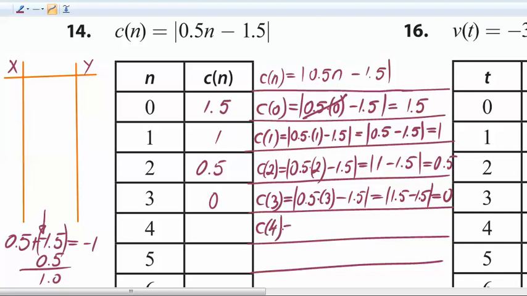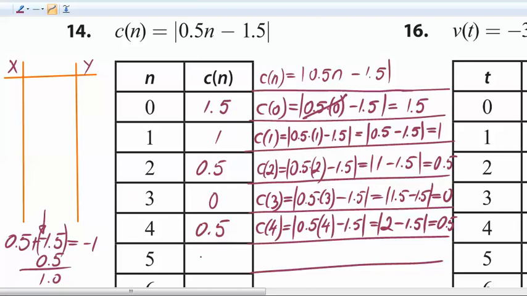C of 4 equals 0.5 times 4 minus 1.5, in absolute value, equals... 0.5 times 4, that gives you 2, right? Minus 1.5, everything in absolute value, will give us 0.5. And if you follow every one of the steps, you will realize your function becomes symmetrical about x equals 3.